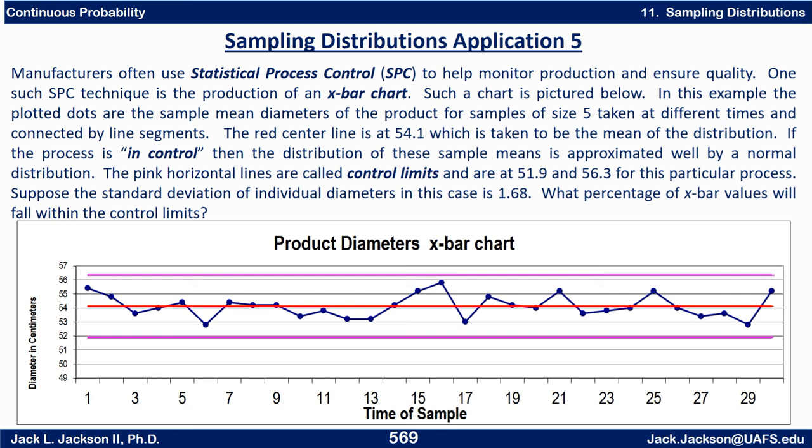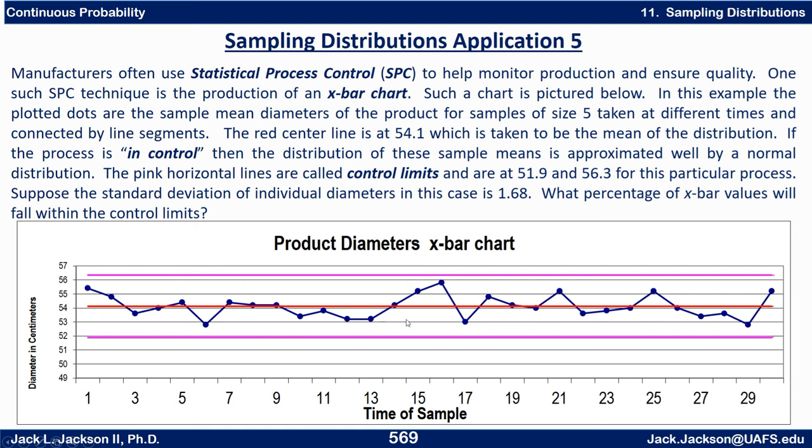In this example, the dots here are going to be sample mean diameters of the product for samples of size 5 at different times, and they're connected by line segments. So the way this works is periodically, usually at pretty regular intervals, they pull off a sample of 5 items and measure them. They don't measure every single item, but they periodically measure them, and then they find the 5 diameters, write them down, add them up, divide by 5 to get a mean, and they plot that mean value here. So this one was about 55.5, and so forth. And they just plot those values, and then they connect them with this line graph. So we get this little broken line graph here.